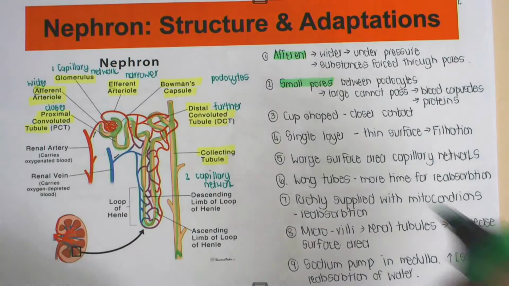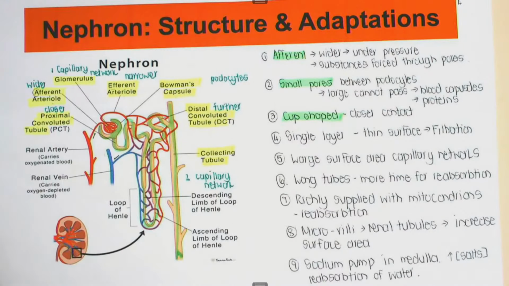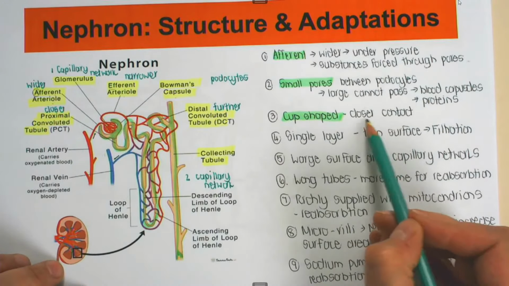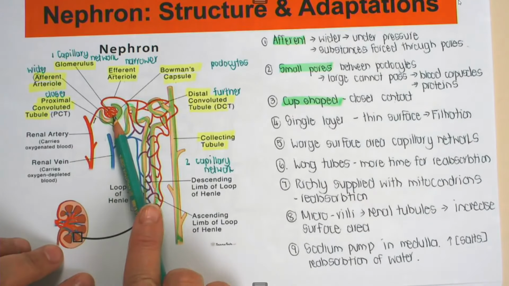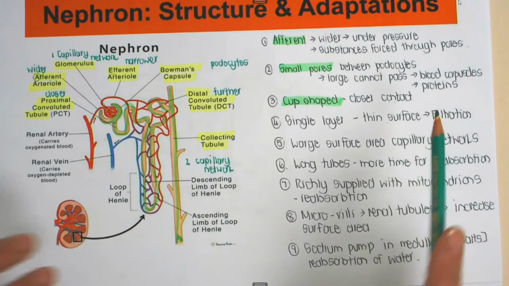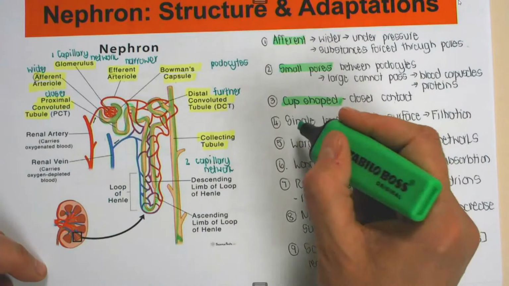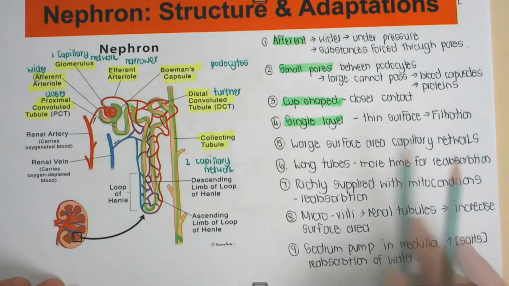And like I said now, Bowman's capsule is cup-shaped so that there's closer contact for this to happen. Then another thing that you should remember by now, there must be just a single layer of cells. We need a thin surface so that filtration can take place. There we have it. Thin surface so that filtration can take place. All right, here we go.